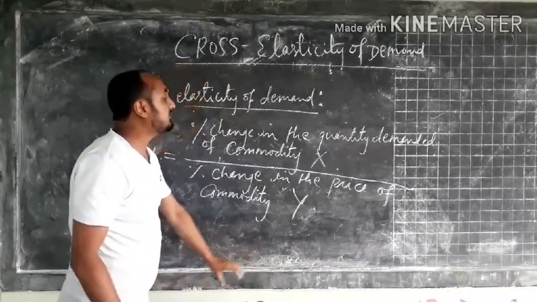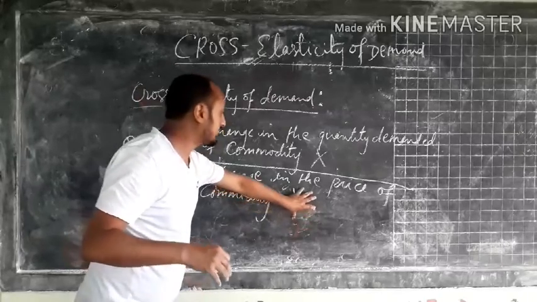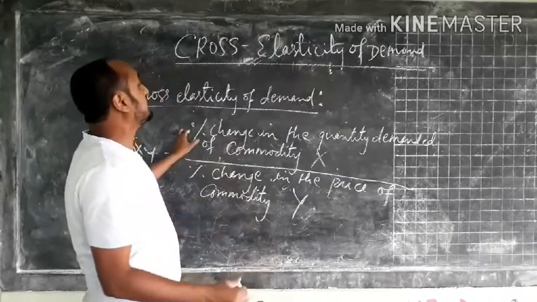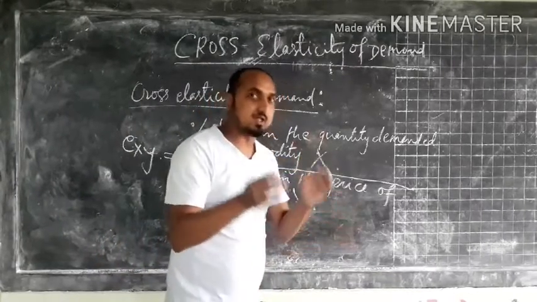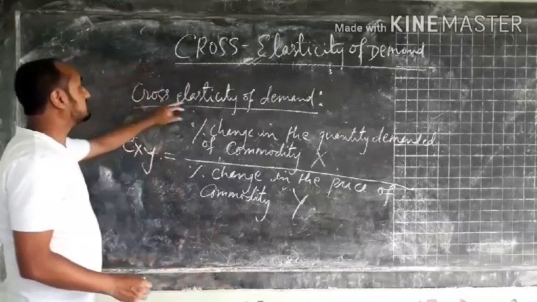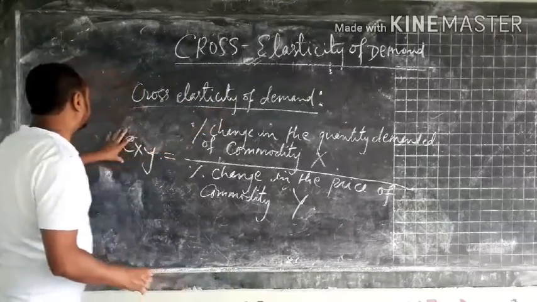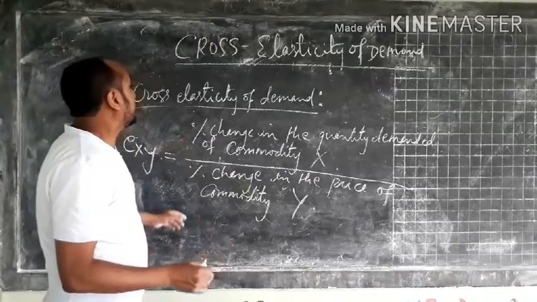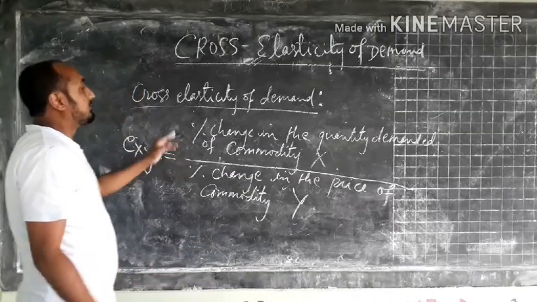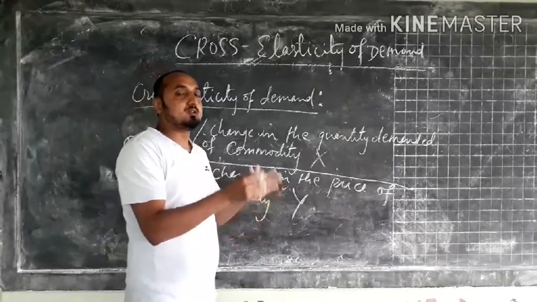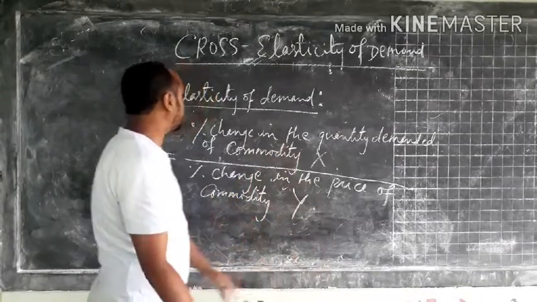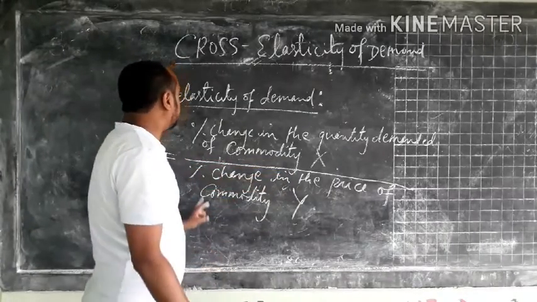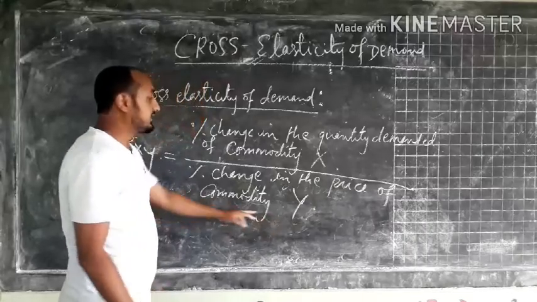So here two commodities are there, X and Y. The meaning is that if the price of commodity Y increases or decreases, by how much amount or by how much percentage the quantity demanded of commodity X will change. That concept we are going to learn in the case of cross elasticity of demand. EXY is the formula to represent the cross elasticity. Cross elasticity of demand is defined as the percentage change in quantity demanded of commodity X by the percentage change in the price of commodity Y.